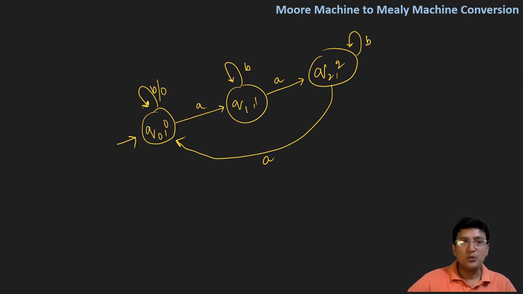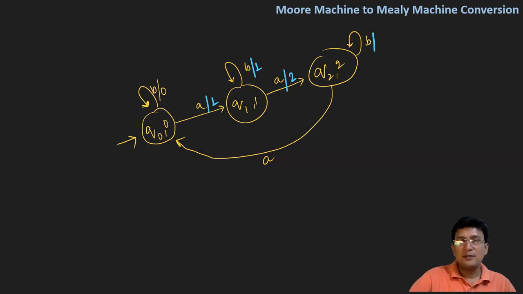Similarly, if I move from Q0 to Q1, then the transition is ending at Q1. So the output associated with the Q1 state will be the output associated with this transition. Similarly, at the Q1 state, if I take the symbol B, I remain at Q1 only. So the output associated with the state Q1 will be the output associated with this transition. Similarly, Q1 is moving to Q2, and the endpoint of this transition is the Q2 state. So whatever is the output associated with the Q2 state will be the output associated with this transition.